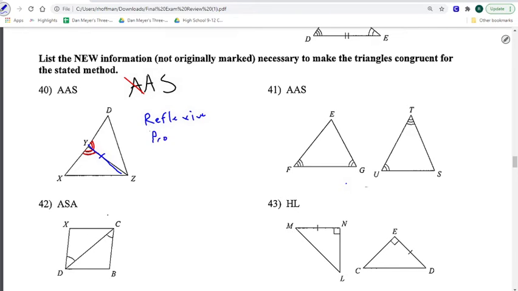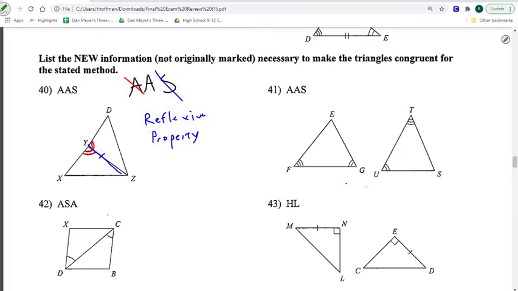Marked equal to itself. That's the reflexive property. And so I have this side done. And so the big thing I need is an angle. And so I need to choose which angle I want.